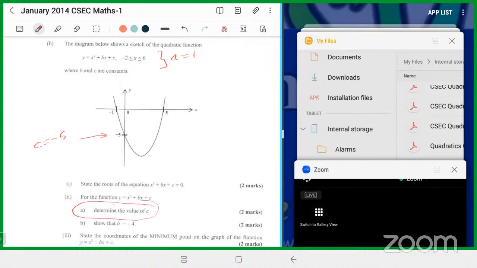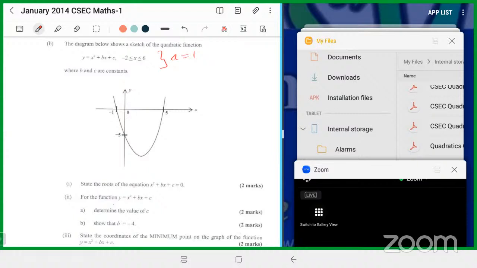Determine the value of c and show that the value of b is -4. But first, let's state the roots of this equation. Very easy to state, meaning no calculation needed. All right, so let's go from scratch and do it in an orderly way, because I'm trying to explain as we go.